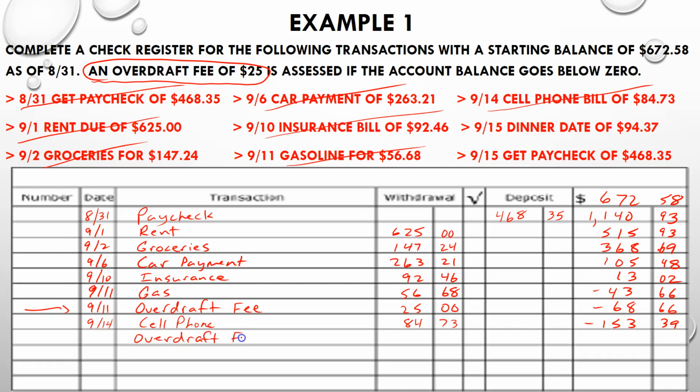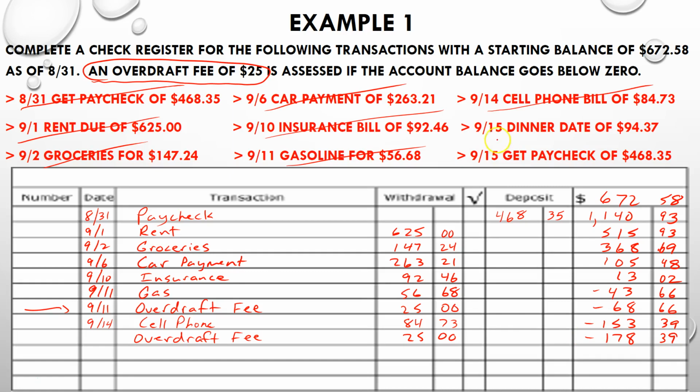All right? So just because you're in the negative, they don't just hit you with one fee. They hit you with fee after fee after fee every single time that you are spending money in the negative region. Anytime you're spending money that you do not have, they're going to hit you with another overdraft fee. So we have another overdraft fee of $25. So now our account has $25 even less. So now we're in the hole $178.39.